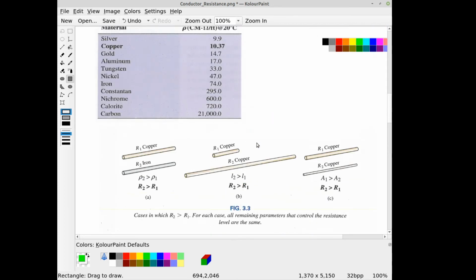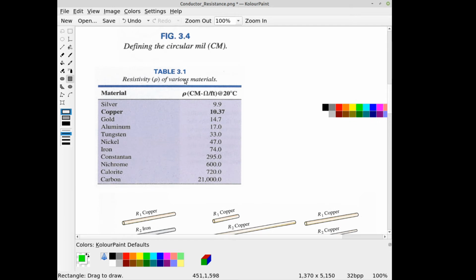All right. So here's a chart. This is table 3.1 in your book. And this chart is showing the amount of resistivity for some common materials. If you notice here, silver actually has the smallest resistivity, meaning that for the exact same size, silver would have less resistance than copper or gold or any of the other items listed here.